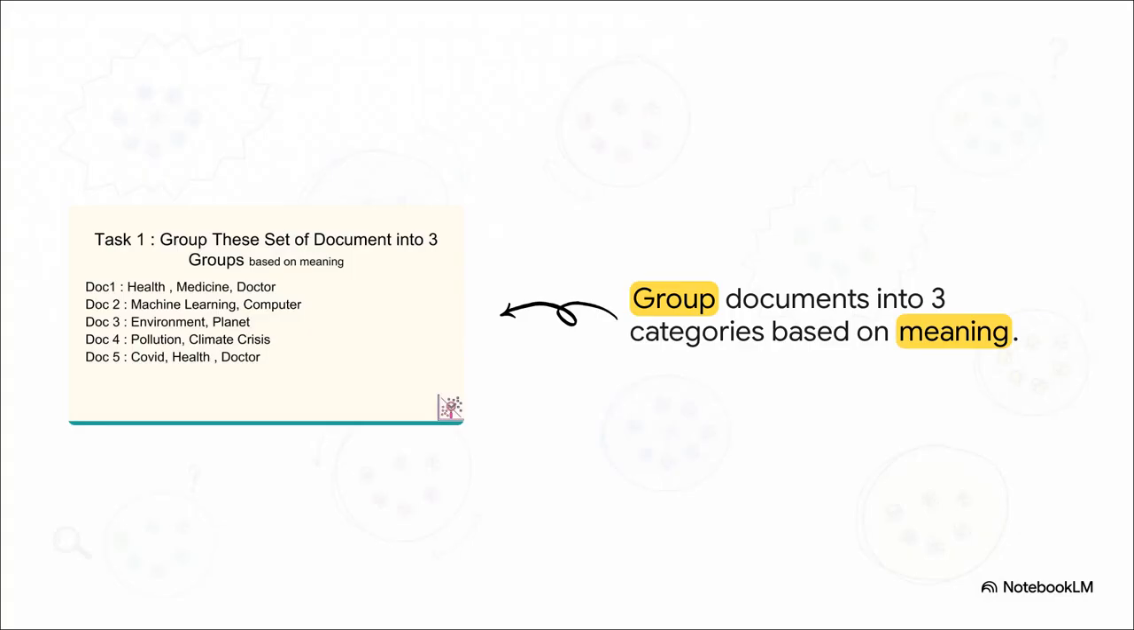But before we look at how a machine actually pulls this off, let's look at how human intuition handles it. Let's try a relatable human task. Actually, I want you to actively play along with me for a second here. We've got 5 documents, right? Each one has a few keywords. Doc 1 says health, medicine, doctor. Doc 2 is machine learning, computer. Doc 3 is environment, planet. Doc 4 is pollution, climate crisis. And Doc 5 is COVID, health, doctor. Now, if I asked you to sort these 5 mixed-up documents into exactly 3 logical groups based on their meaning, how would you do it? Just take a mental second right now to sort them.